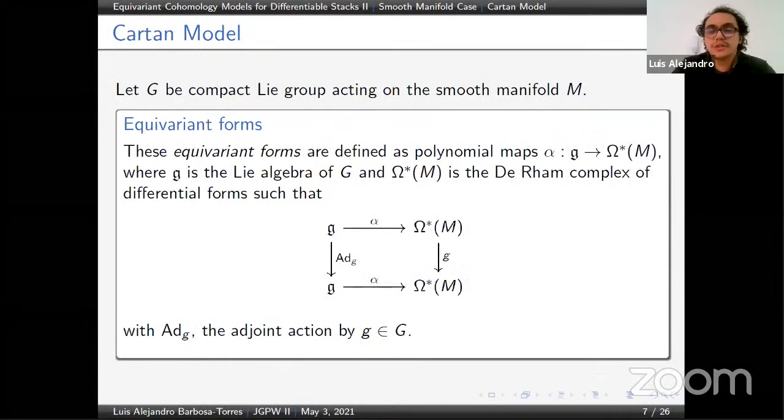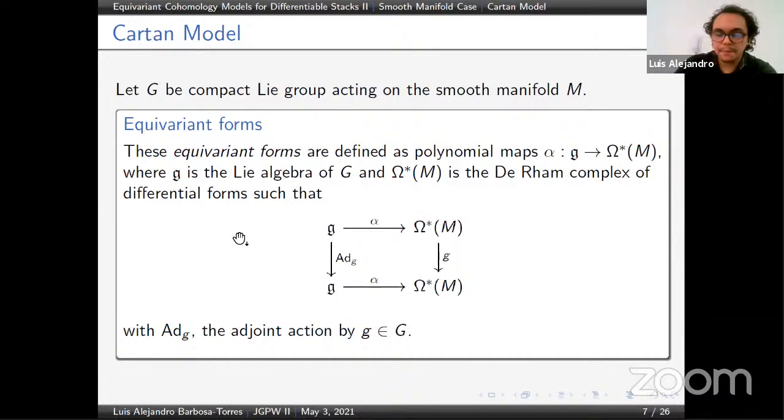Okay, but there are more models to get the notion of equivariant cohomology. In this case, the Cartan model tries to use the differential information on the smooth manifold to get the notion of equivariant cohomology. So in our case, we are going to just use a compact group G on the smooth manifold M, and we are going to see that the equivariant forms are defined as polynomial maps between the Lie algebra of G and the de Rham complex of differential forms. They are going to be equivariant because in here you are going to have the adjoint action, and in here you have the action given by the pullback when you fix the action at a point of G.